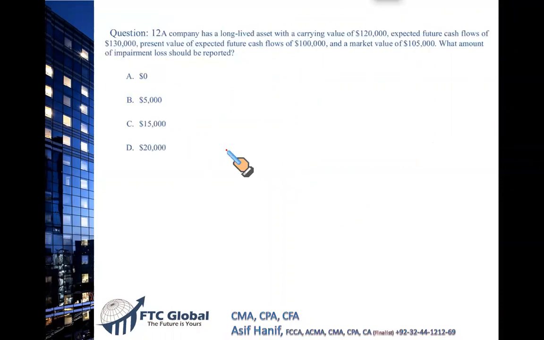Okay, then what do we have next? A company has a long-lived asset with a carrying value of $120,000. Okay, that's the starting point. Step one, carrying value is $120,000. Expected future cash flows 130. That is what you call the undiscounted future cash flows.